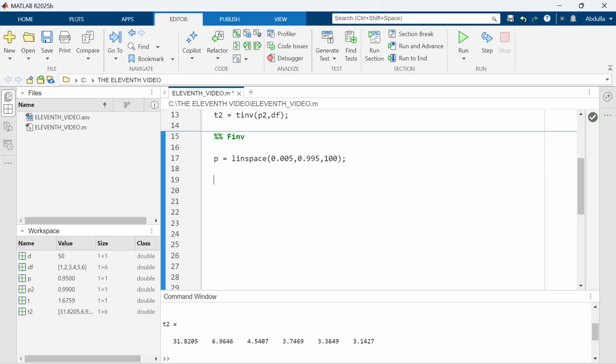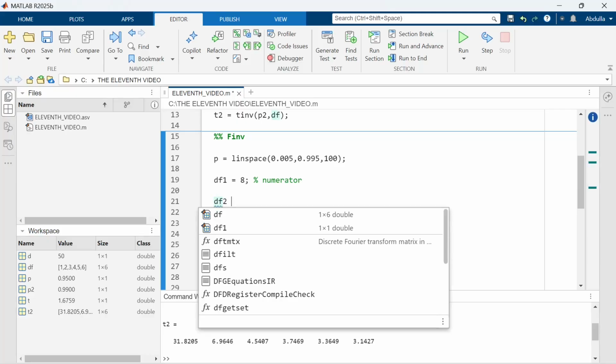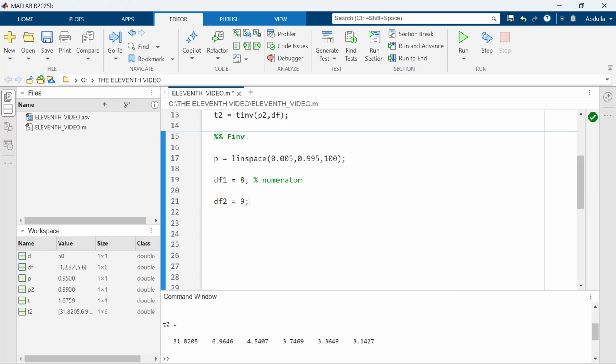As I said, 2 degrees of freedom, right? The first one, let's make it 8, and let's say this is the numerator. The second one, let's make it 9, and let's say this is the denominator. Those might be given, or you have to find them by yourself. It depends on the instructor, the type of question, and the nature of your class.